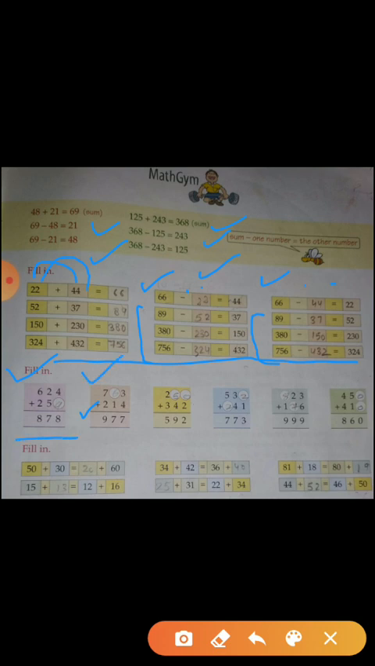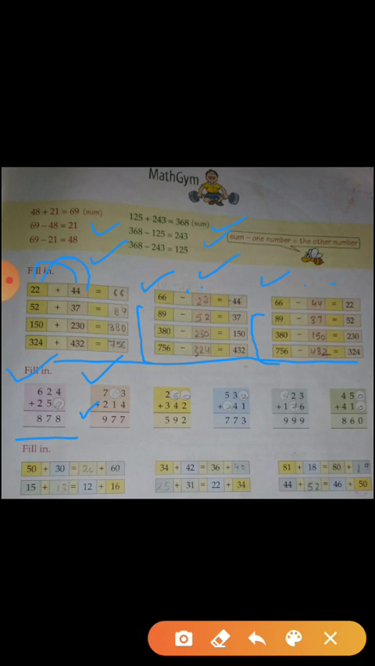Now here also you find the missing number. 7 blank 3 plus 214 is equal to 977. So what will you do, students? 977 minus 214. You will get the exact answer. The answer is 763. Now come to the third one.